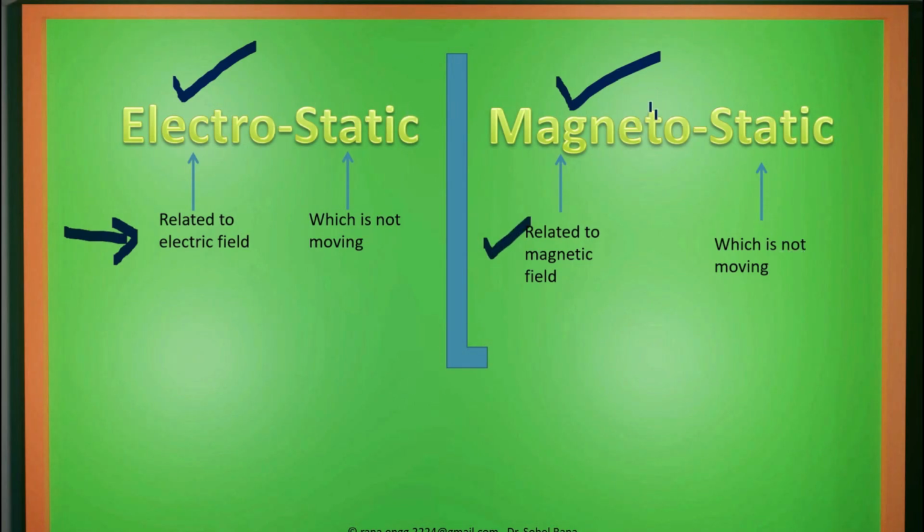So when we study electrostatic separately, magnetostatic separately, the combined knowledge will give us a clear concept of electromagnetic. So to understand electromagnetic, we will first study the case where things are static, not moving.